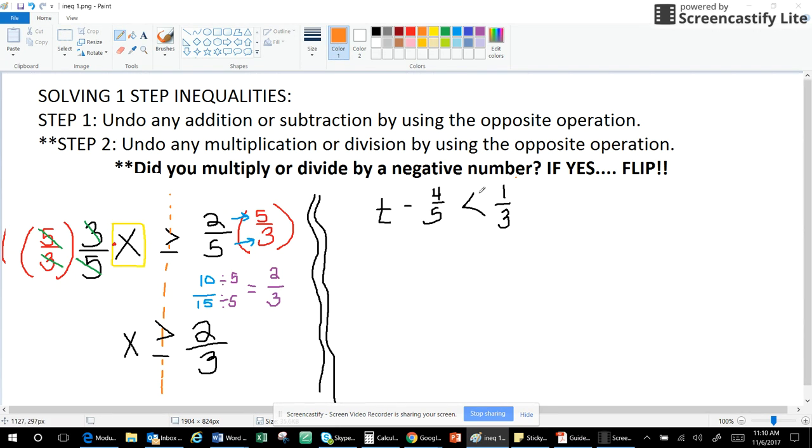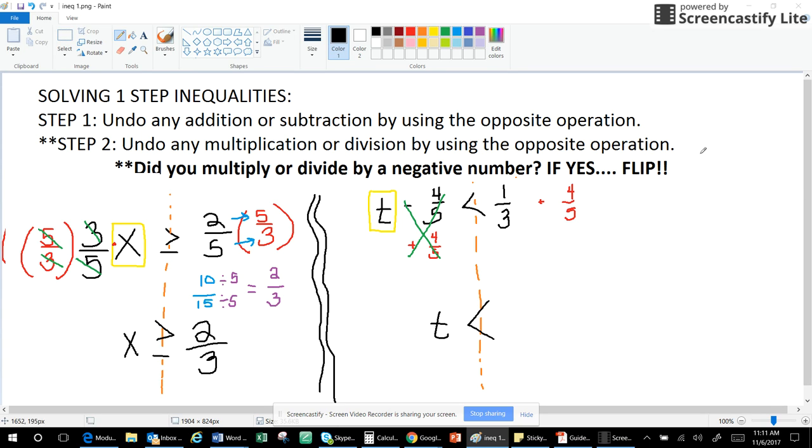Now the other one, let's look at this guy. Again, line through the inequality, because whatever I do to one side, I'm going to do to the other. I have t minus 4/5 is less than 1/3. I'm going to add 4/5 to both sides in order to get these guys to cancel, and I will have t. I did not multiply or divide by a negative, so it's going to stay less than.